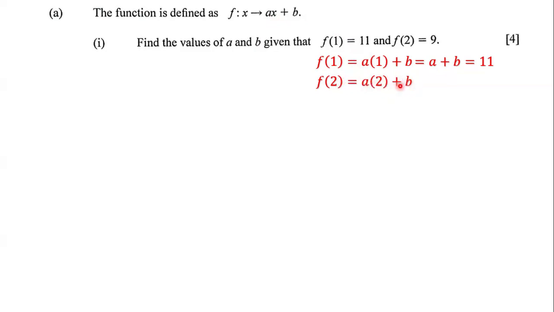If we simplify this, this would be 2 times a plus b. So that's what f of 2 is: 2 times a plus b. But we know that f of 2 is equal to 9, so we set that equal to 9.